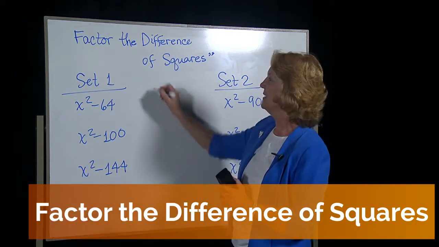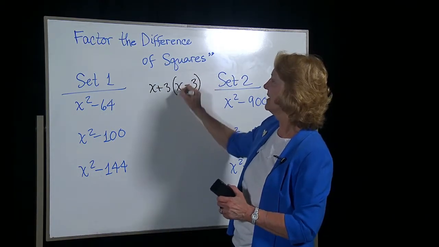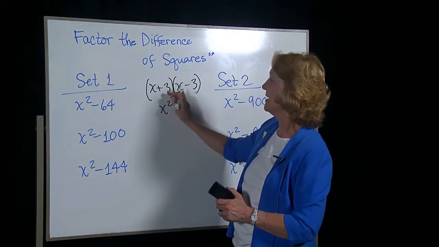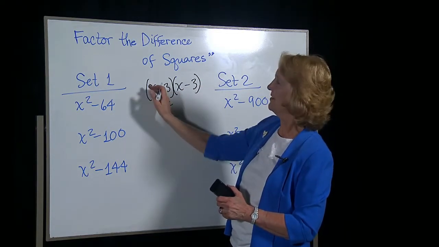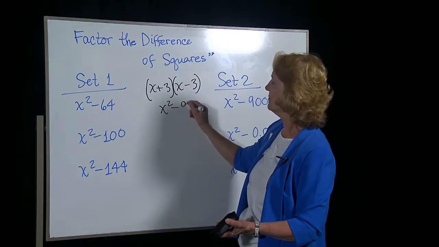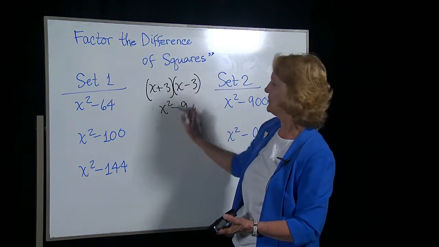Let me remind you, if you have (x + 3)(x - 3), you get first times first, you get x squared. You get a positive 3x and a negative 3x, so they drop out. And then you get 3 times a negative 3, which is a minus 9. So you get a square minus a square, which is called the difference of squares.